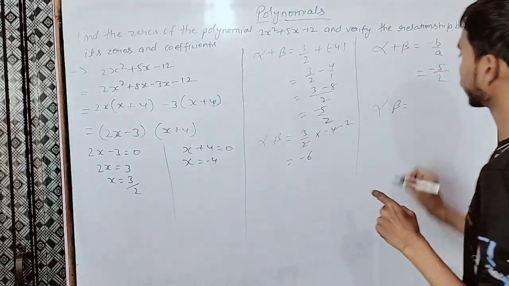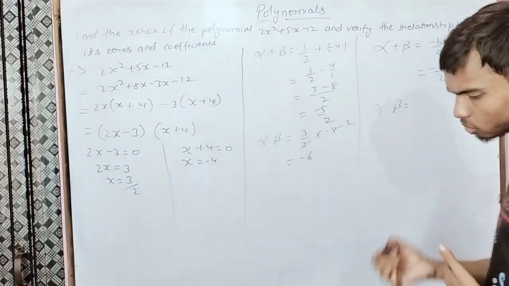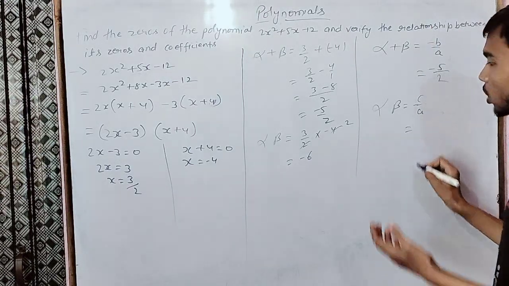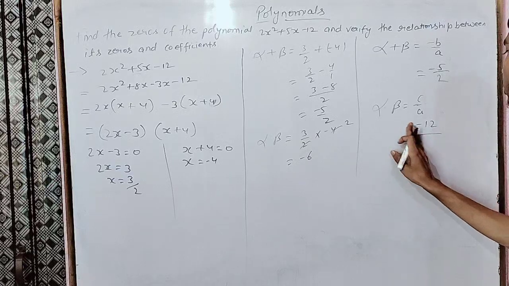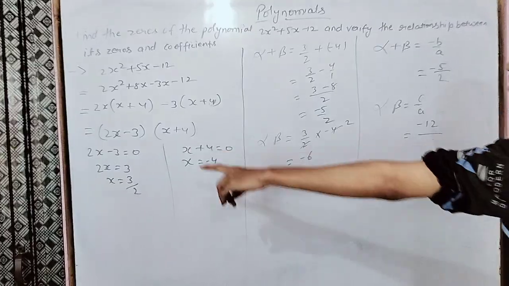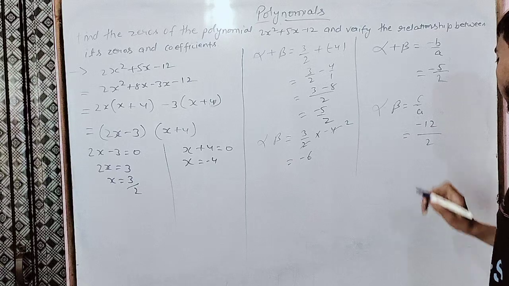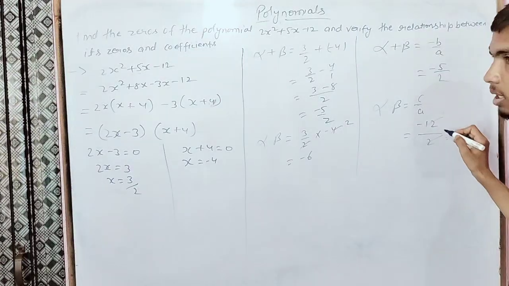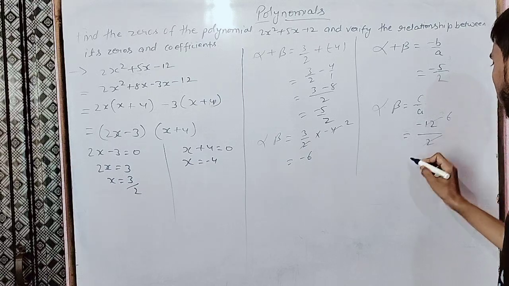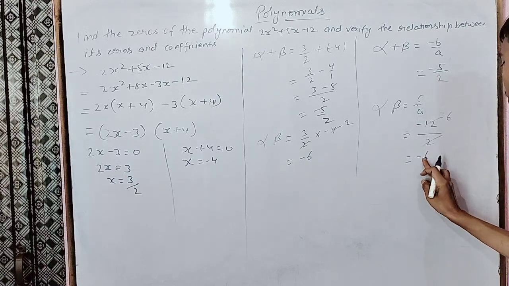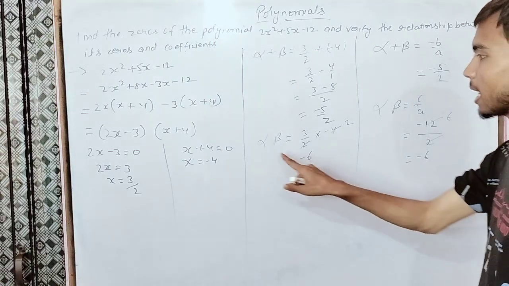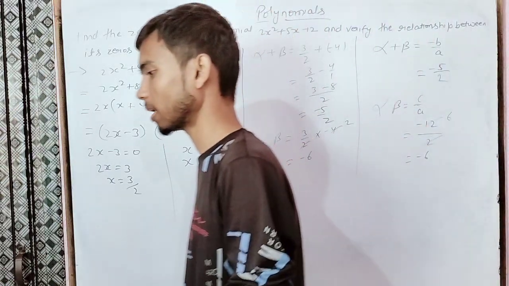Now the product of two zeros. So here we know that the product of two zeros is what? C upon a. So c is how much? Minus 12, which is a constant number. A is a coefficient number, which is 2. We will simplify it. The 2 will cut 12 by 6. So there is minus 6. Here you can see, by this method the answer came minus 6. By this method the answer came the same, minus 6.